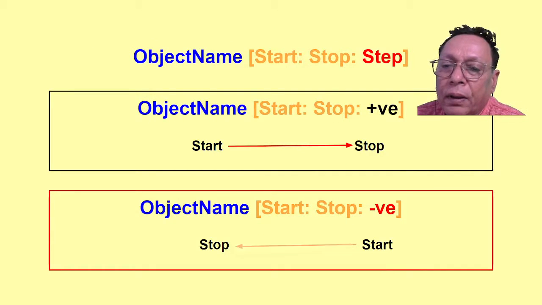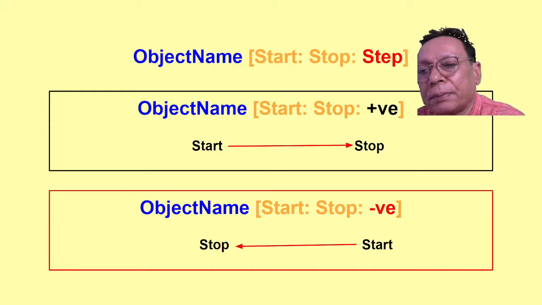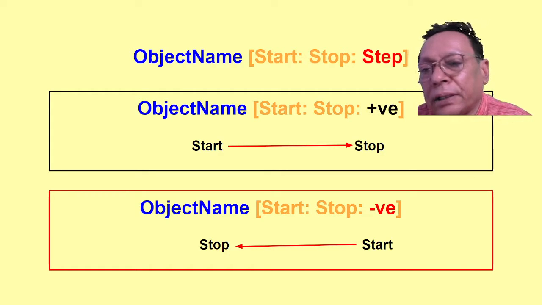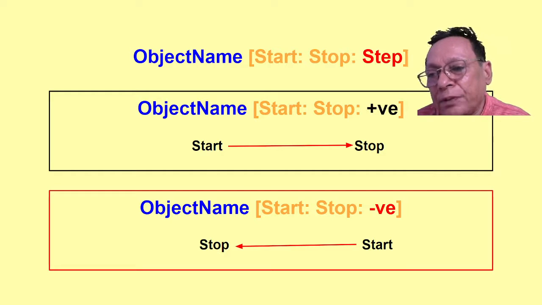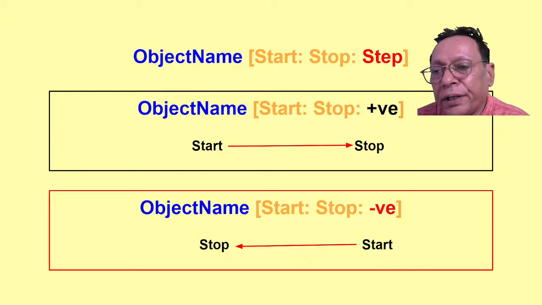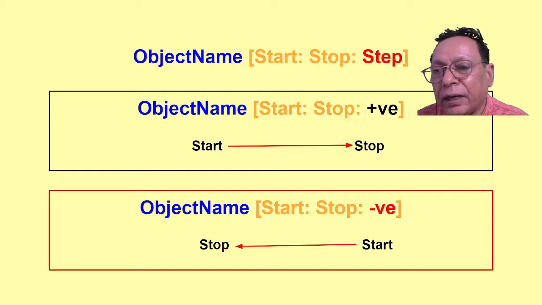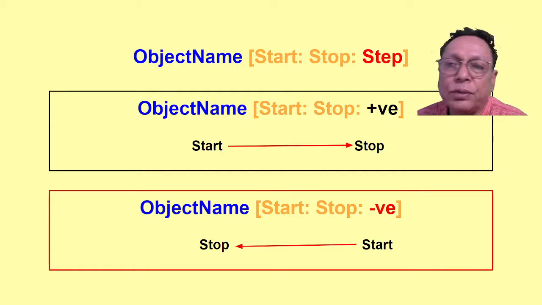Now, as we have seen, the slicing syntax is object name, start, stop, and step. If you take the object with start, stop, when step is positive, it means you are moving from left to right, or start to stop. Contrary to it, if you have the object with indexes start, stop, and a negative step, it means you have to move right to left, or end to start.